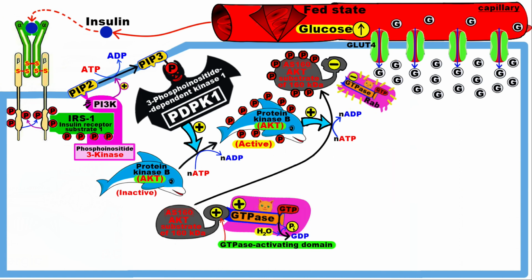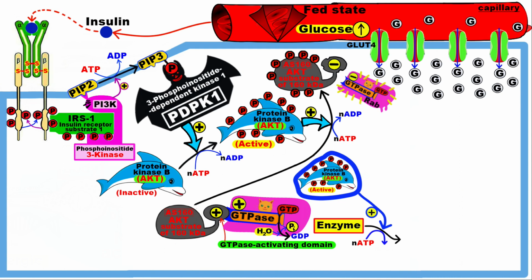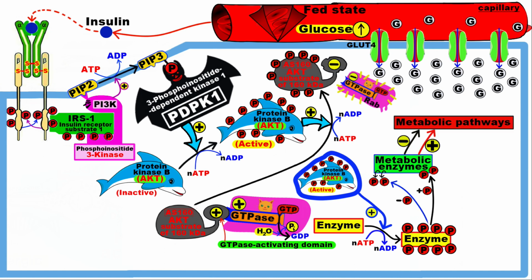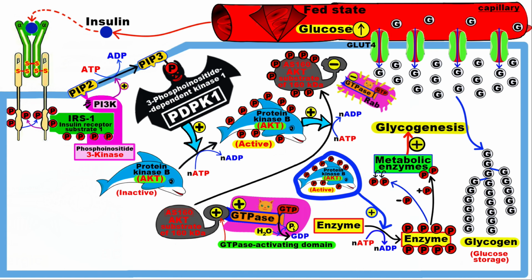Let's make some room. Protein kinase B has other functions besides those mentioned above. You can see how protein kinase B phosphorylates specific enzymes. These enzymes can phosphorylate or dephosphorylate specific metabolic enzymes, which can stimulate or inhibit different metabolic pathways inside our cells. For example, these enzymes will stimulate glycogenesis. Glycogenesis is the formation of glycogen from glucose. The idea of this process is to store as much glucose as possible inside our cells.